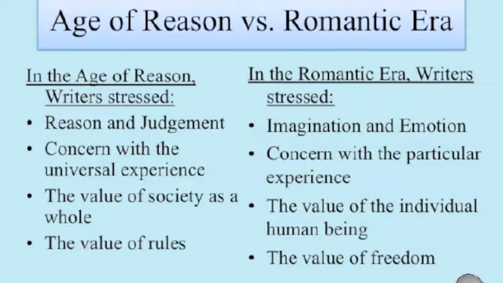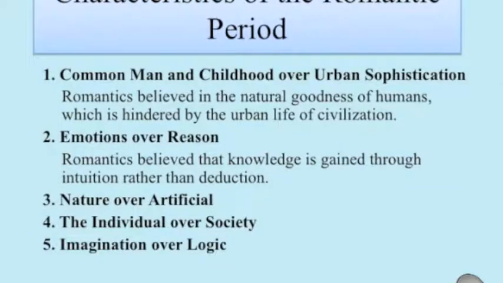Now, what are the main characteristics of the Romantic period? We can divide them into five. First, the common man and childhood over urban sophistication, that is, the Romantics believed in the natural goodness of humans, which is hindered by the urban life of civilization.